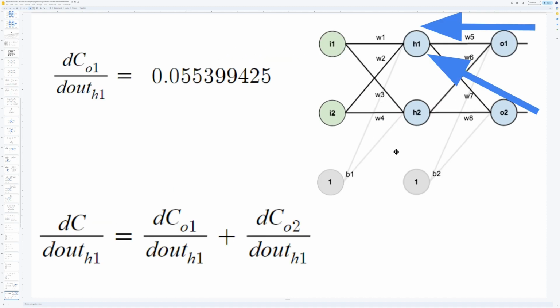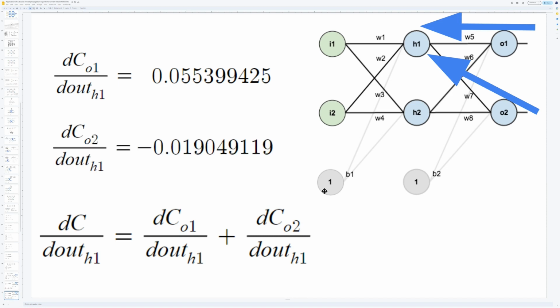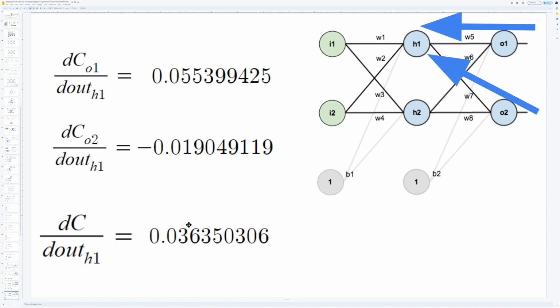Stepping back, we need to remember that we're trying to find how out affects the total cost. So we also need to do this with the cost of the second neuron. But for simplicity's sake, since you already saw the process of the first one, it's the exact same, and we'll just grab that value here out of thin air. I did the calculations, trust me, and move on. So now when we add these two values together, we get our value for how the cost function is affected by out of H1.